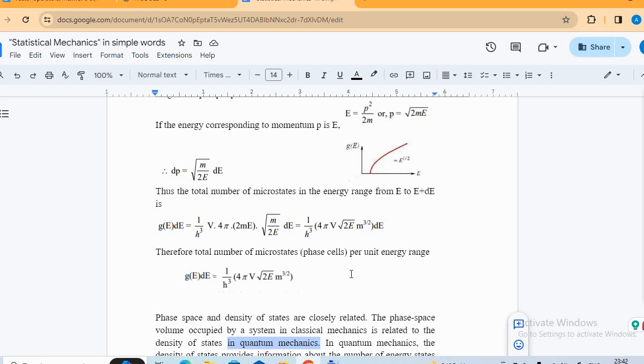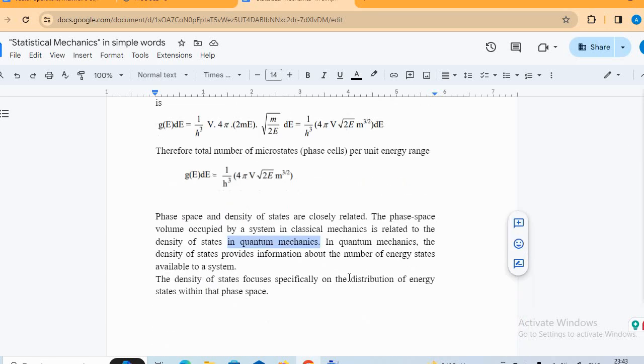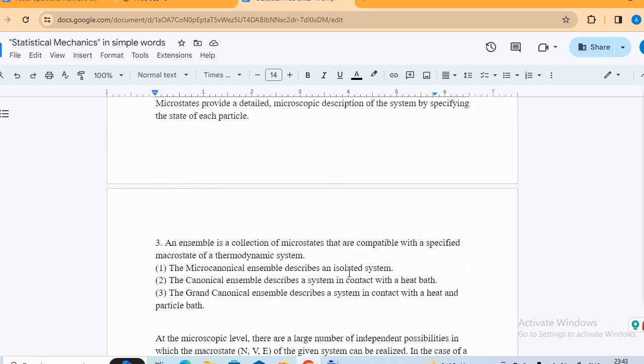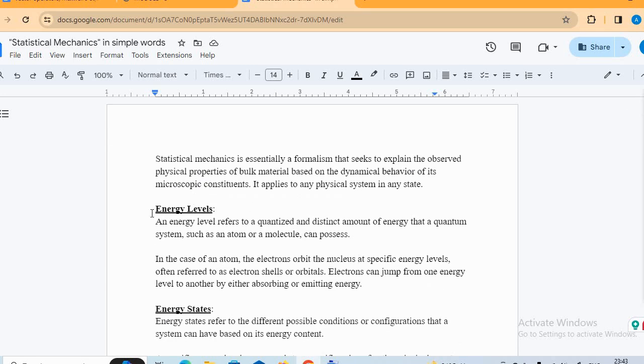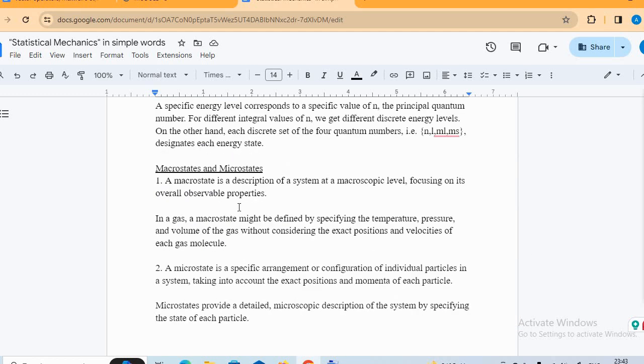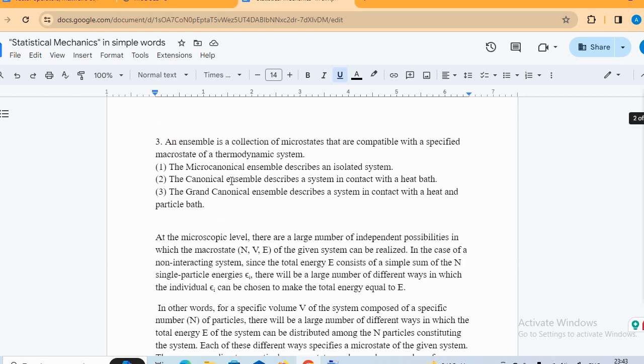Now, this is the basic idea about statistical mechanics. One can just think about a bulk system where a large number of particles are placed in different energy levels, different energy states. From this, it forms the concept of microstates, and this number of microstates gives you the concept of macrostates. And the combination of macrostates and microstates gives an ensemble in the system.